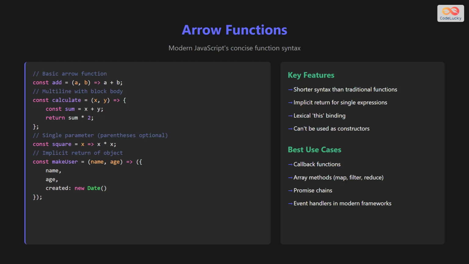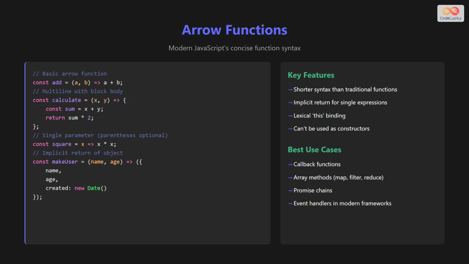This is a basic arrow function to add two numbers, returning the sum. Here's an example of a multiline arrow function that has a block body, where you need to use the return keyword. This is an example of an arrow function having a single parameter, where the parentheses are optional. In this example, an object is returned implicitly, where you need to enclose the object inside parentheses.